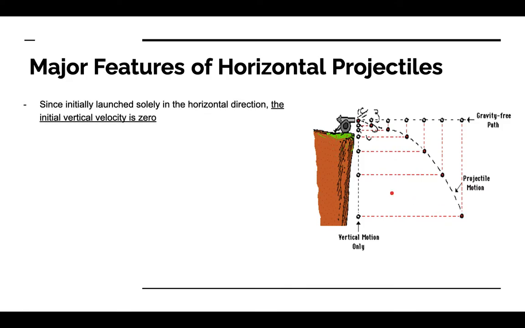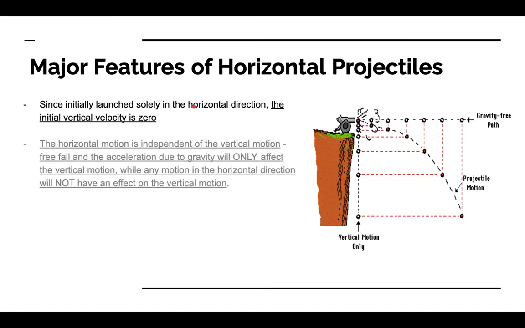So here are some major features of horizontal projectiles. Since our object is initially launched in a horizontal direction, the initial vertical velocity is 0. In the vertical motion, it's like we're dropping an object from rest, whereas in the horizontal direction, it's like our object is being launched with an initial horizontal velocity. So our initial vertical velocity is 0, and all our initial velocity is thus in the horizontal direction.